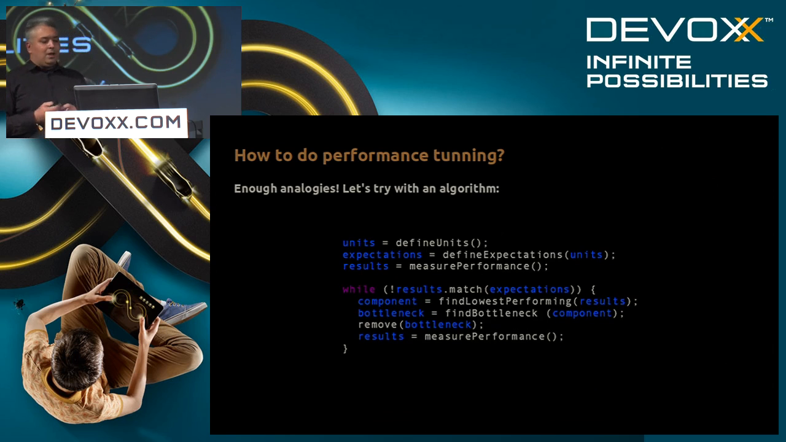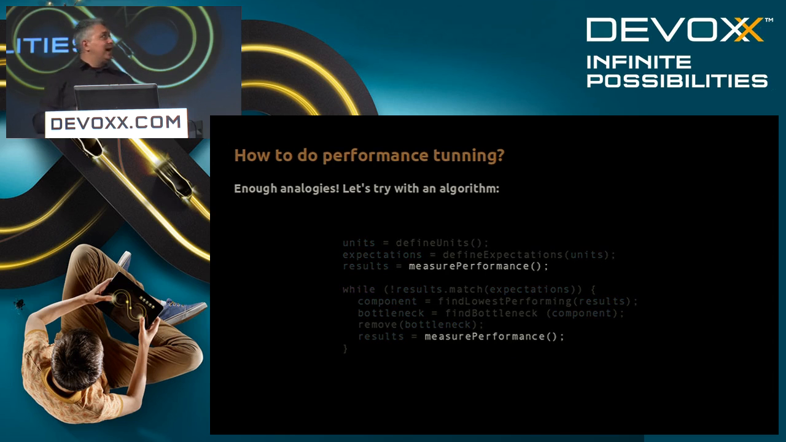Okay, but now you probably have enough analogies already, so let's try with an algorithm. That's something that's going to be closer to you. If I were asked to put an algorithm in place for performance tuning, this is what I would do. First, define the units, define in what language we are exchanging information. Then define the expectations: what does it mean to be okay, when do we stop tuning? And then measure, get your results, and as long as your results do not match your expectations, you look for the slowest component, find the bottleneck, remove the bottleneck, measure again, and go again and again. It's a very basic, simple algorithm that allows you to optimize your system.